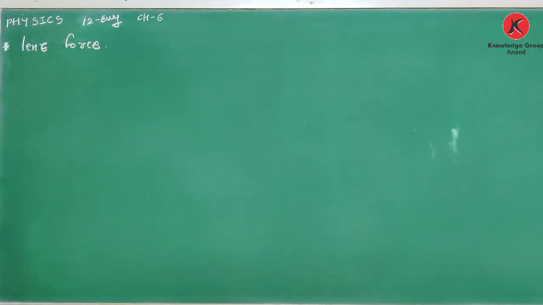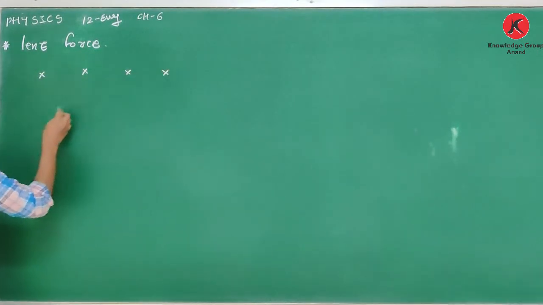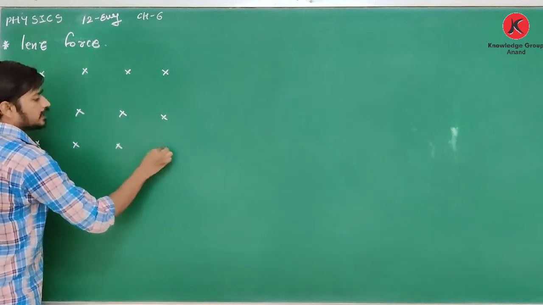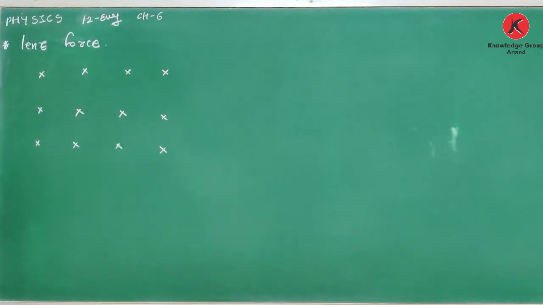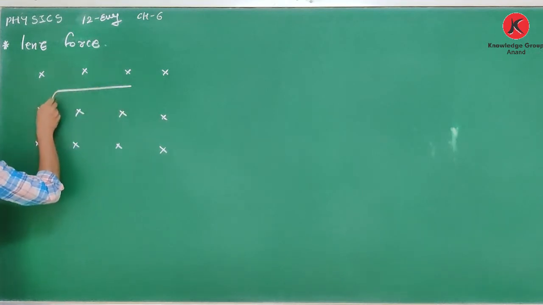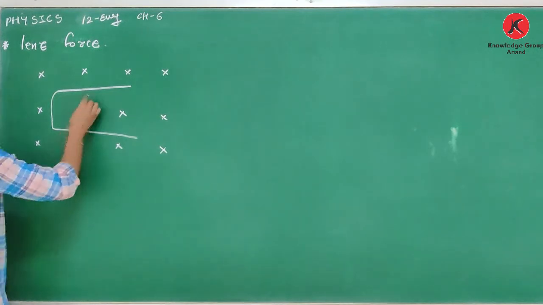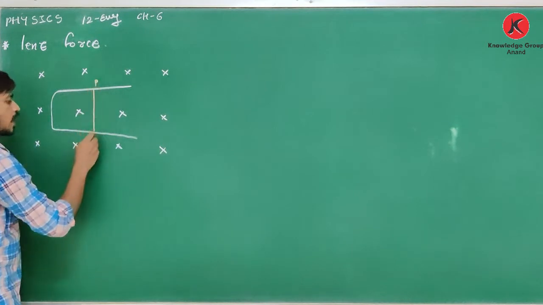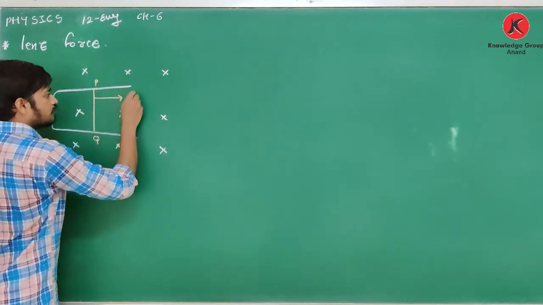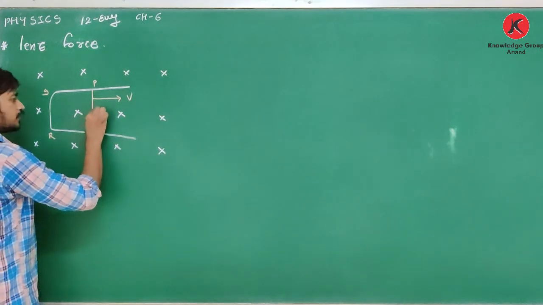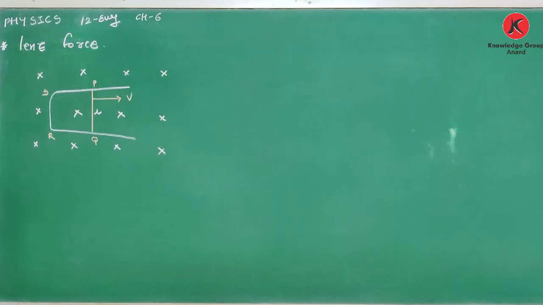See here, again, a uniform magnetic field perpendicular to the plane, directed inside. A U-shaped frame like this. The PQ wire is moved with uniform velocity in this direction. The other corners are R and S. The length of this PQ wire is L.